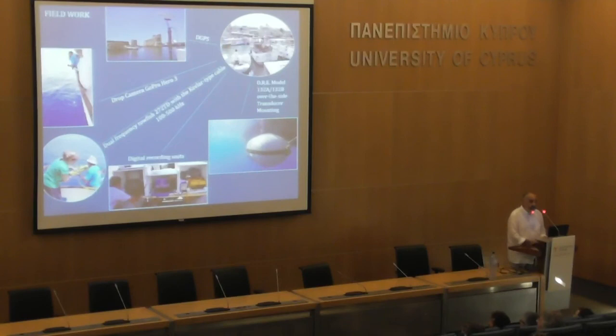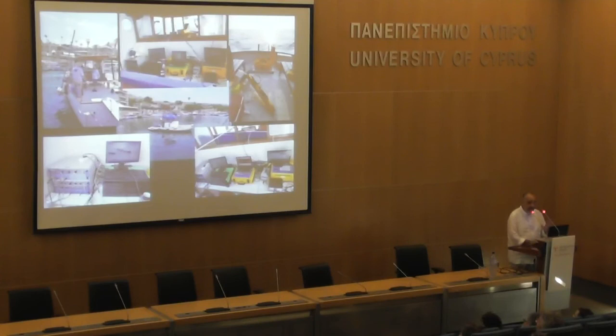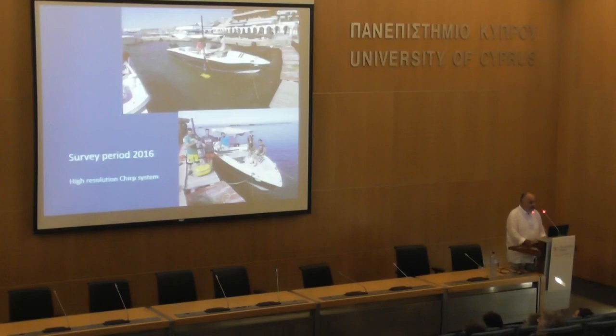We used all these systems in the Byblos project. We used a 3.5 kilohertz sub-bottom profiling system, a side-scan sonar system, a very nice digital recording unit with a lot of software, differential GPS, and underwater cameras. We used two different research vessels, a huge one for the deep water up to 150 meters, and a small prototype, as you can see, equipped with very sophisticated systems for shallow water. During the survey period of 2016, we used a multi-frequency, very high-resolution chirp-type sub-bottom profiler.